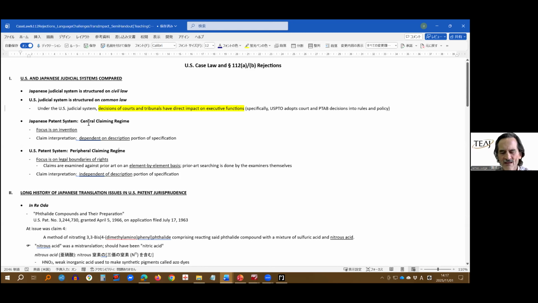That the examiners in the U.S. are very focused only on the claims and defining very clearly the scope of patent protection based on the claims alone. And my point here is that this difference between peripheral and central claiming has its origins in the difference between a civil law system and a common law system.